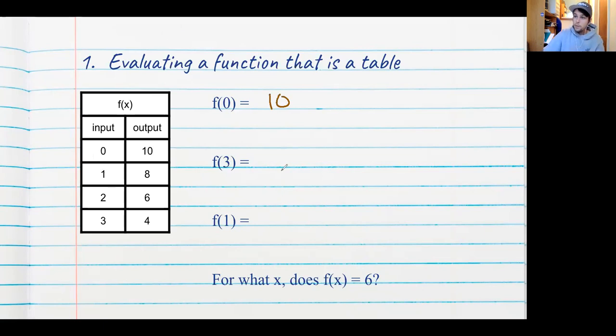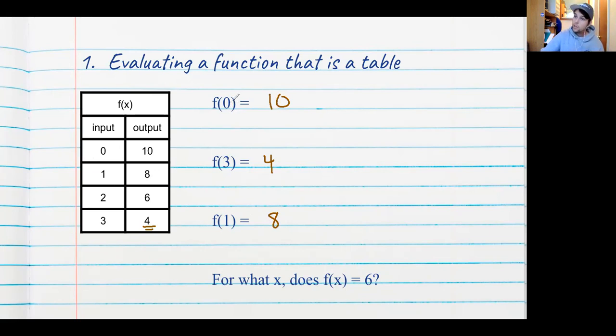f of 3 is equal to, if you take the function f and put in 3, what do you get out? You get out 4, right? 3 for an input, you get out 4. f of 1 is equal to, if you take the function f, put in the number 1, what do you get out? You put in number 1, you get out 8. Those are all very straightforward. They're asking for the output when they give you the input.